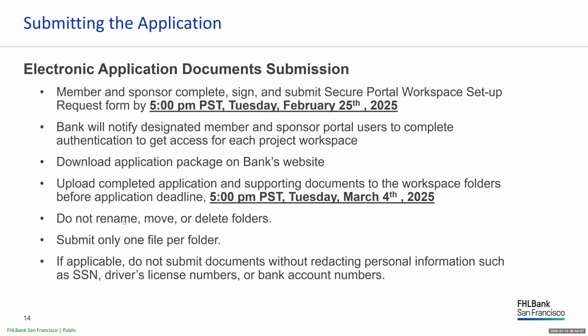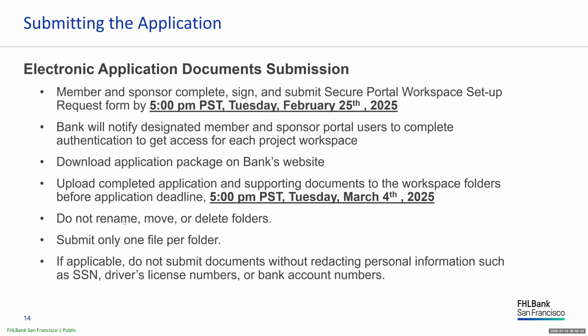Some things to keep in mind when uploading documents. Make sure the documents that need signature have a signature. We do allow for DocuSign signatures as well. Do not rename, move, or delete the folders. This can cause us not to receive your documents, which could jeopardize your project score. Do not restore files from the workspace recycle bin, as this can also cause errors. If you re-upload updated documents to the same folder, it will overwrite the existing one.